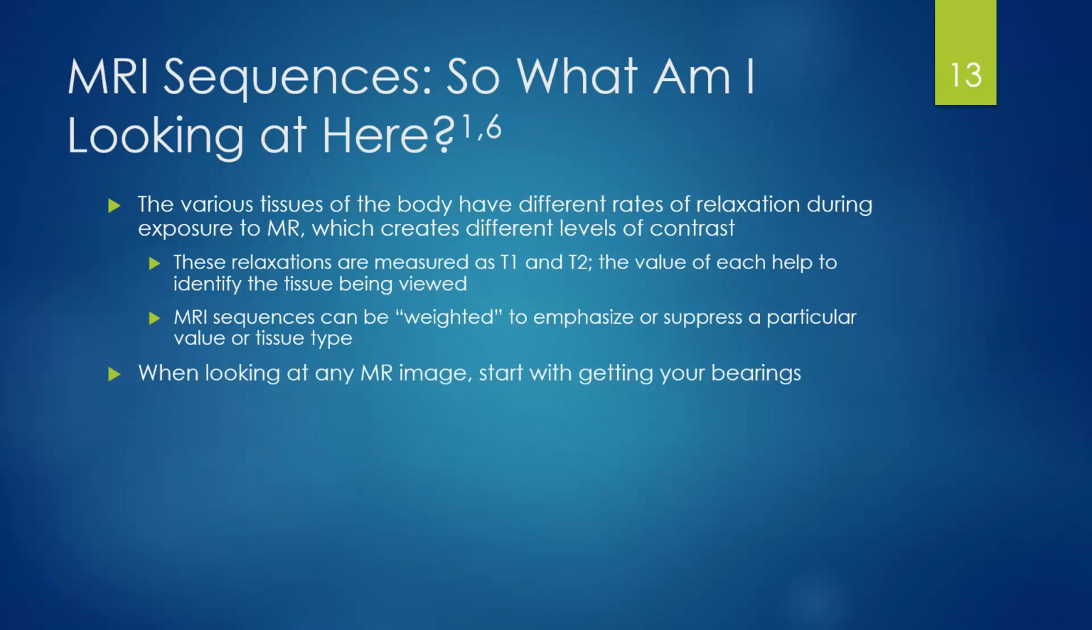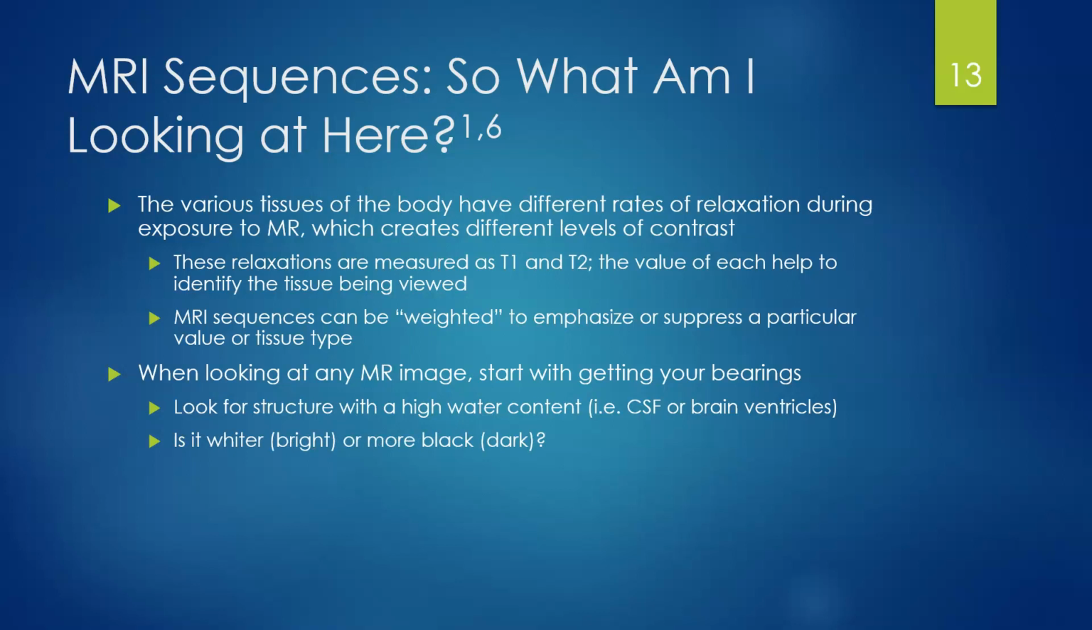So, as I said, every time we look at an MRI image, we need to get our bearings. And the best way to do that is to find something with a high water content. Specifically in the brain, we're looking at things like the cerebrospinal fluid or the ventricles of the brain. These are going to have a lot of water in them. And we need to ask ourselves, are they whiter or are they darker? Are they blackish? In the world of MRI, if it's more white, that's referred to as bright, and if it's more black, it's referred to as dark.